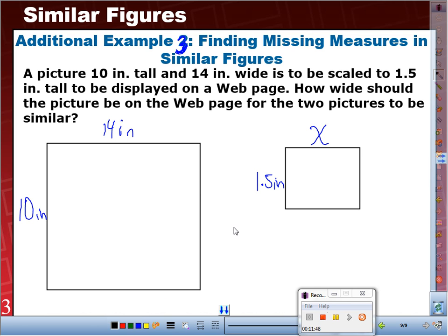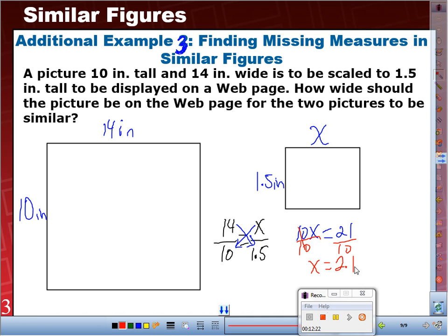This is how we can solve to make sure it's proportional. We're going to create a fraction for this one. So this is 14 over 10 equals, what do we write? X over 1.5. And notice that this is very similar to what we did on the warm-up. Cross multiply. I always start with the variable. X times 10, that is 10x, equals 14 times 1.5, that's 21. And then we divide by 10, x equals 2.1. So the width is 2.1 inches.